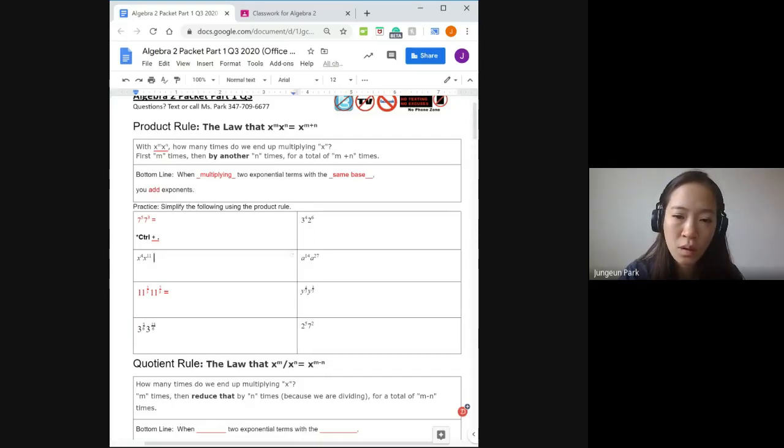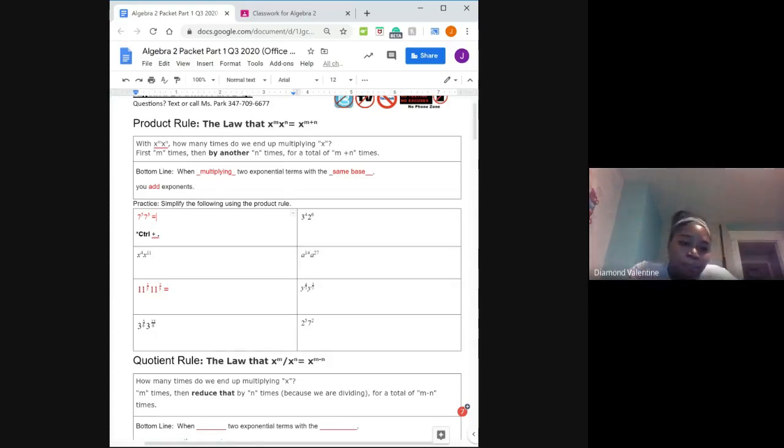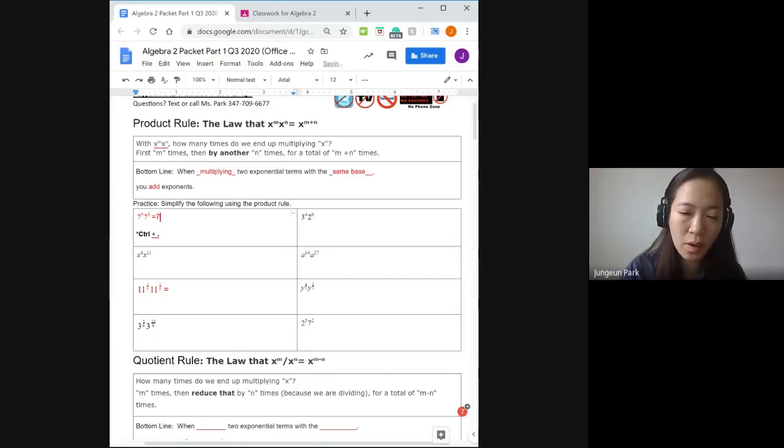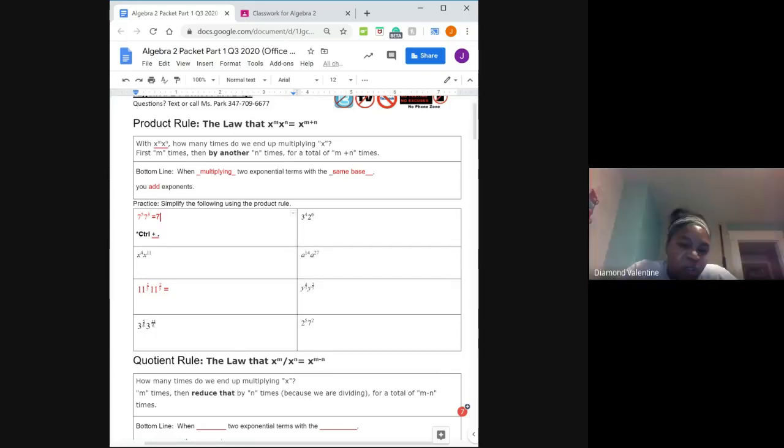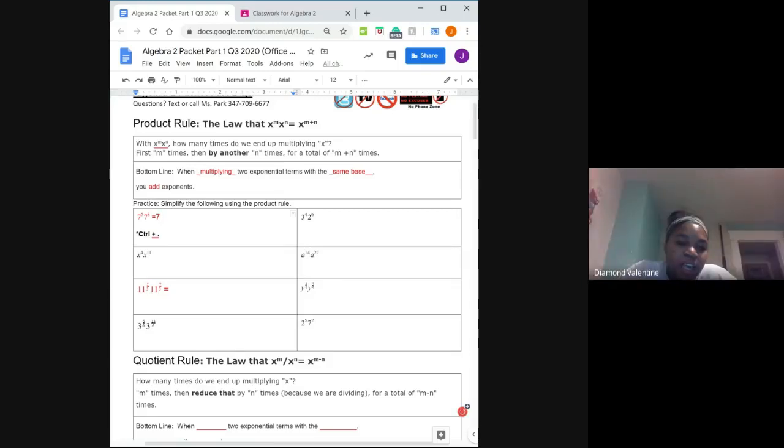Okay. And now practice questions. 7 to the fifth times 7 to the third. When you multiply, what do we do with the base? Do we change it or do we keep it the same? You keep it the same. Very good. And what about the exponent? You would add them. It becomes 7 to the eighth power.